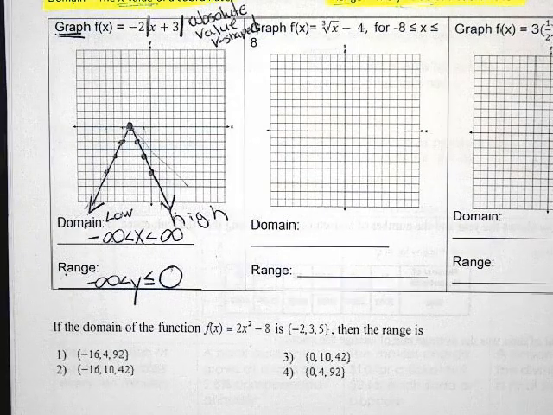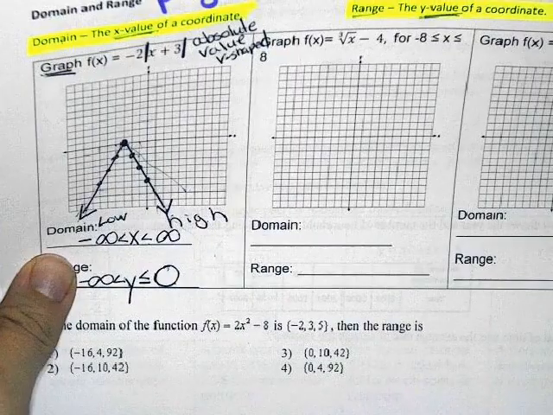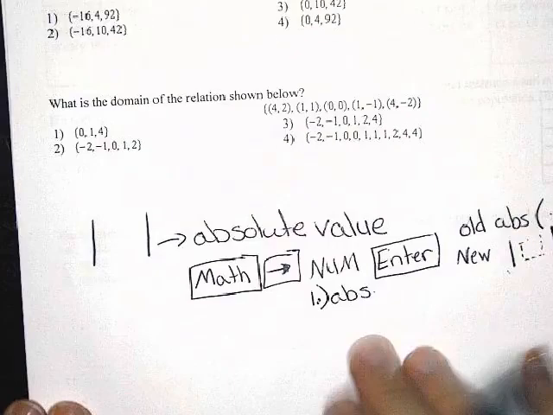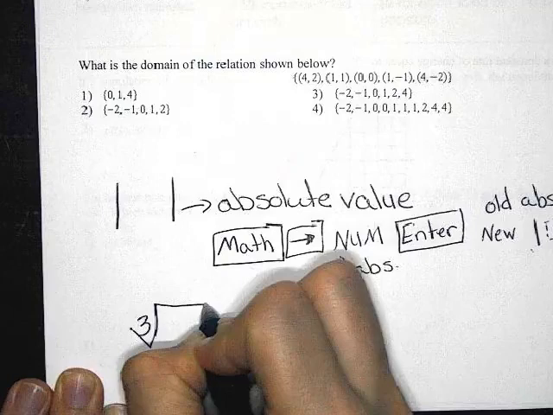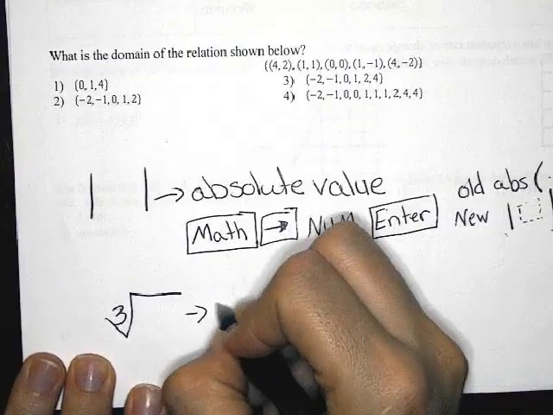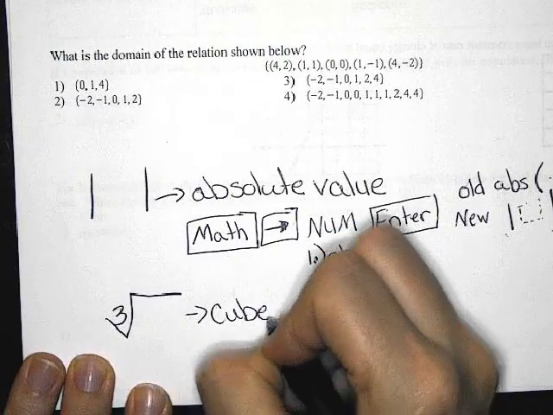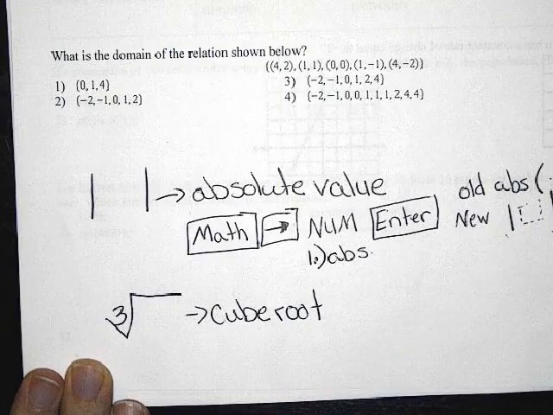Okay, so the next graph has another new symbol. I'm going to move my paper down so I can get it down here. We see this. That's the symbol that I'm talking about. This is a symbol for cube root. This one won't be square. It's actually cube because of the 3.